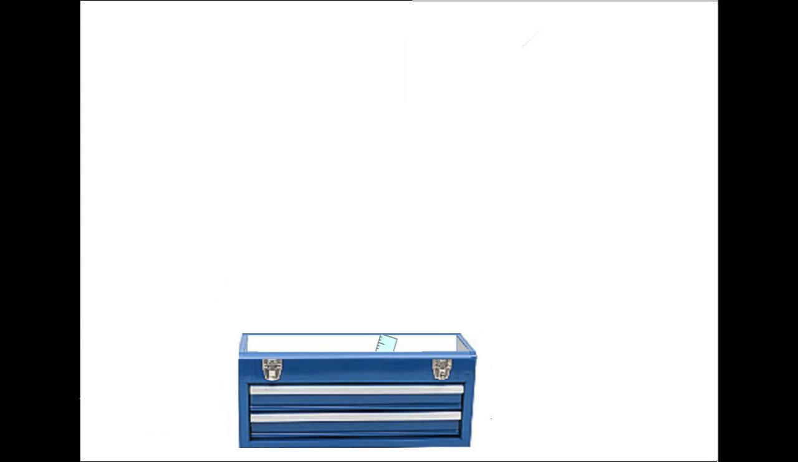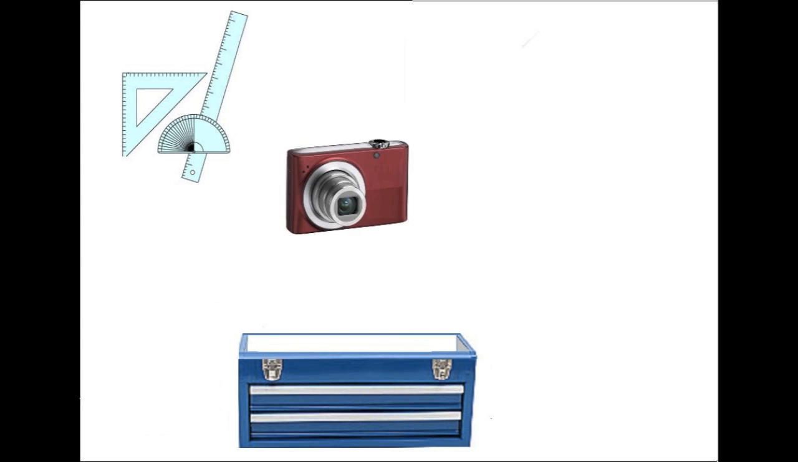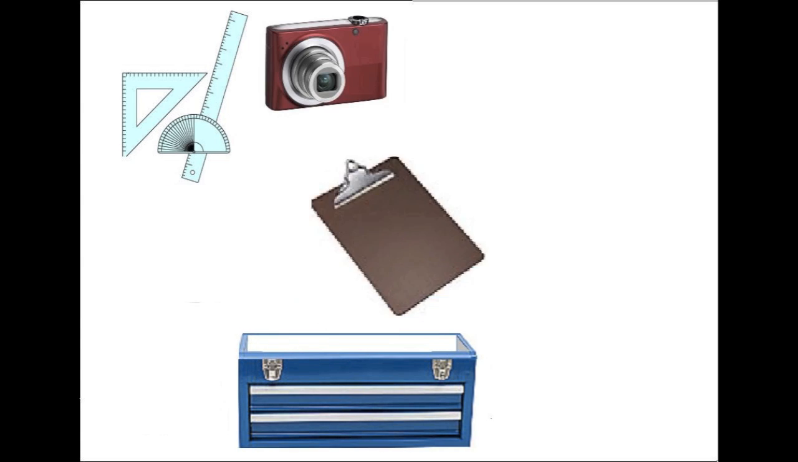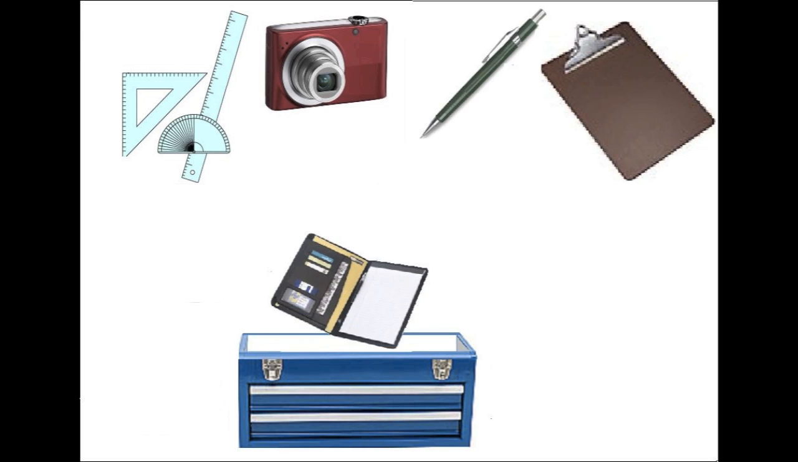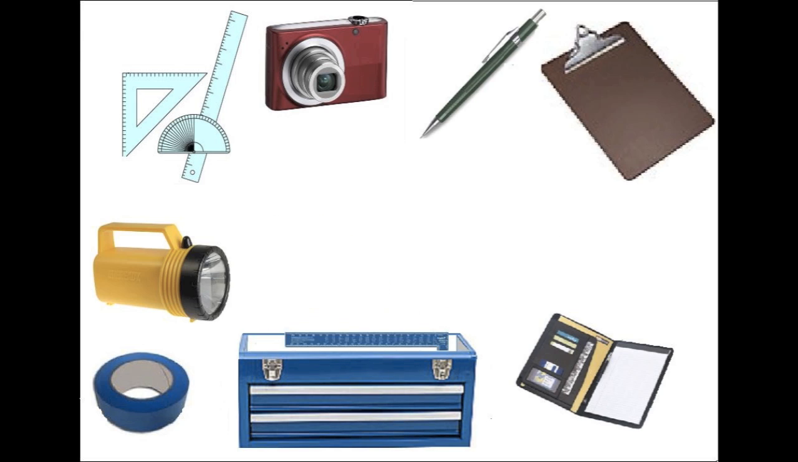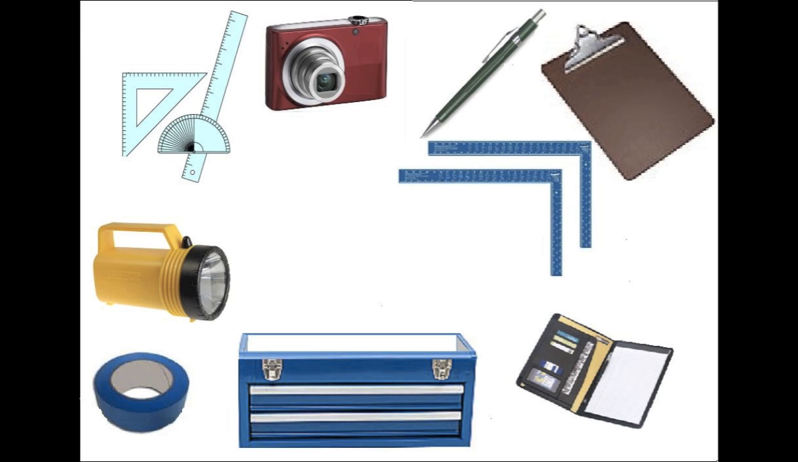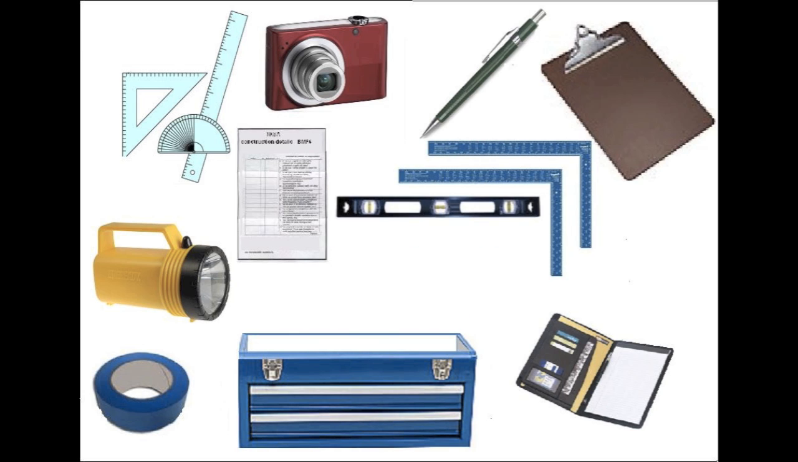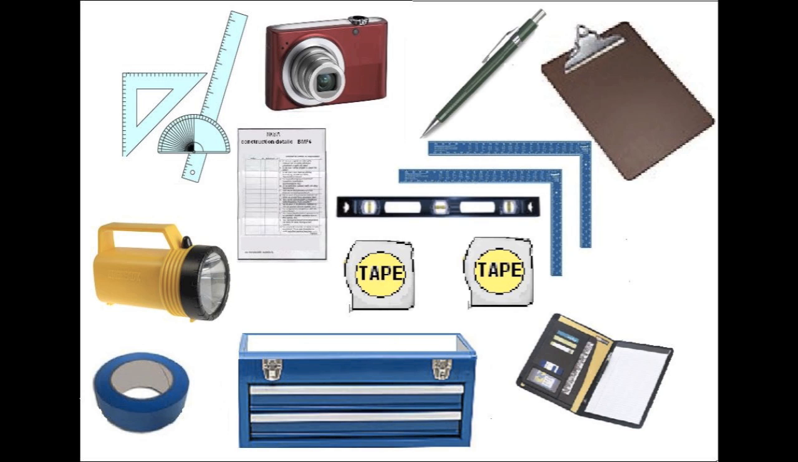A ruler and/or templates, camera, clipboard, mechanical pencils and pen, notepad, painter's tape, flashlight, two carpenter's 90-degree angles, checklist, or preferably the NKBA Construction Details Form BMF6, level, and two tape measures.